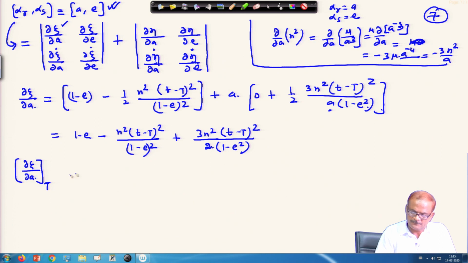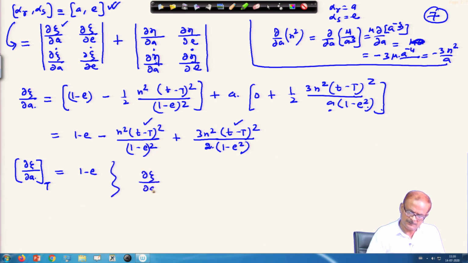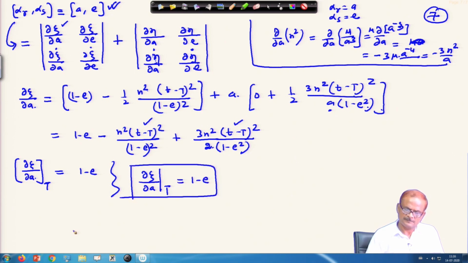where t equal to capital T. At that point, this quantity will be 0, this quantity will be 0, so we will get this as 1 minus E. So basically this term we write as dou xi by dou A evaluated at t equal to T, which is 1 minus E. This way we have to evaluate all the terms.